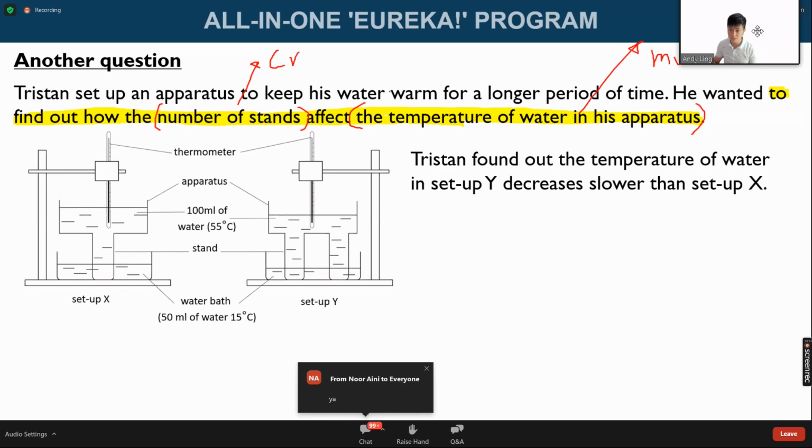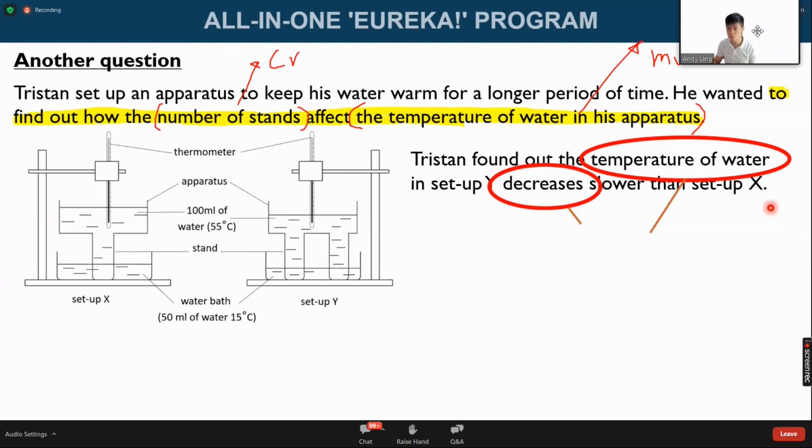Okay, so now we are doing the recall. Parents, I want you to focus your attention on this next statement. Tristan found out the temperature of water in setup Y decreases slower than in setup X. So these two groups of keywords, what concept do we need to recall here? First step, right? RRA. What is the first concept that we need to recall?